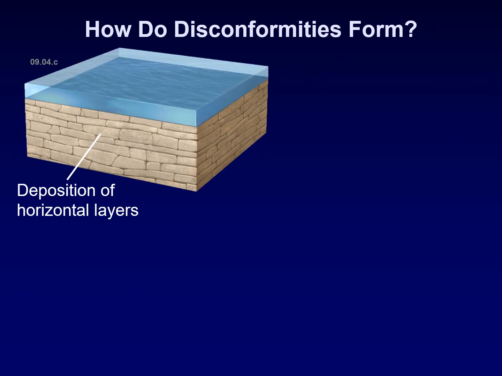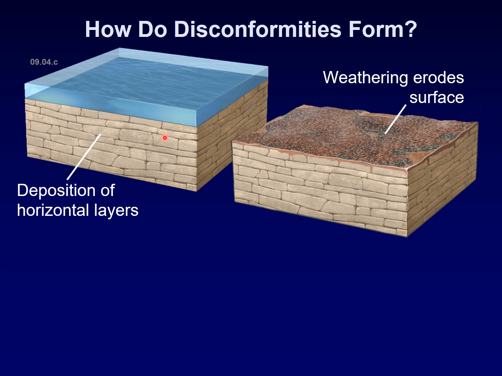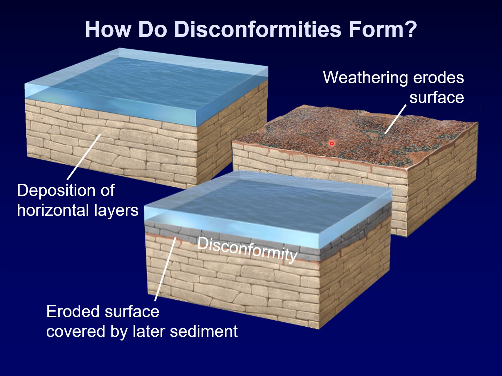For disconformities, we'll have some deposition of horizontal layers, in this case a limestone. It's below the sea, right? Then there's weathering that erodes the surface. So some of that limestone might get weathered down as it's exposed to the surface, no longer being deposited. And then sea level rises again, and now we've got more limestone being deposited.